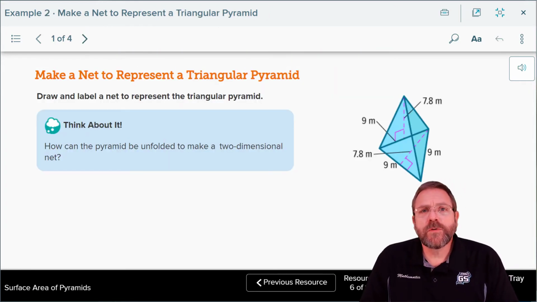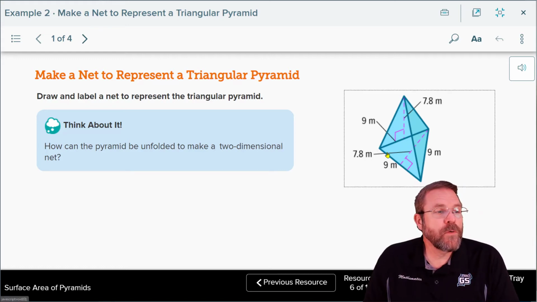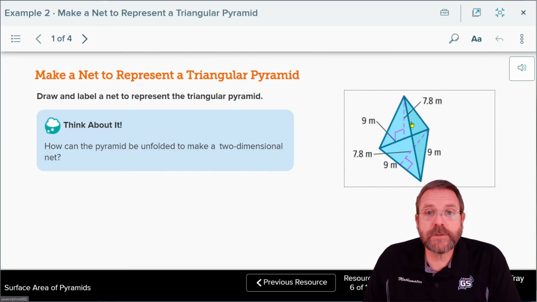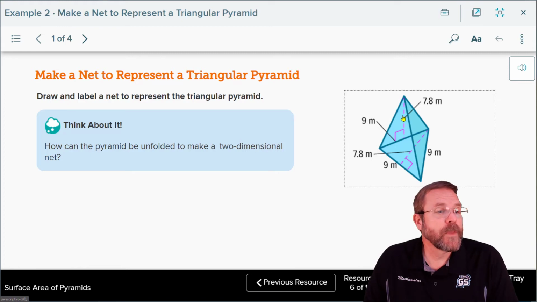Example 2 wants us to do the same exact thing, but this time we have an equilateral triangular prism, or pyramid, excuse me. The base is an equilateral triangle. You can see all 3 sides of the base are going to be 9 meters. That means that the sides, of course, of each side or lateral face of that triangular pyramid is also going to be congruent to each other, but they're not going to necessarily be congruent to the base. They might be, they may not be, but we do know they're all going to be congruent to each other.